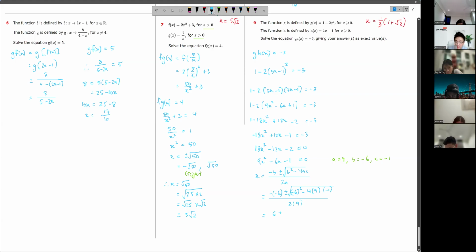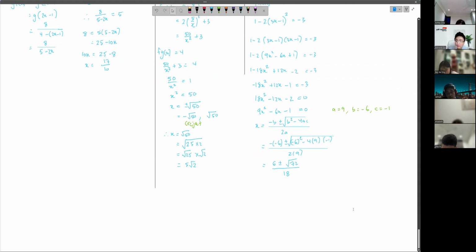So, okay, 6 plus minus square root of 72 over 18. So this one you can, square root of 72 is actually square root of 36 times square root of 2. So this will be 6 square root of 2. 6 plus minus 6 square root of 2 over 18.